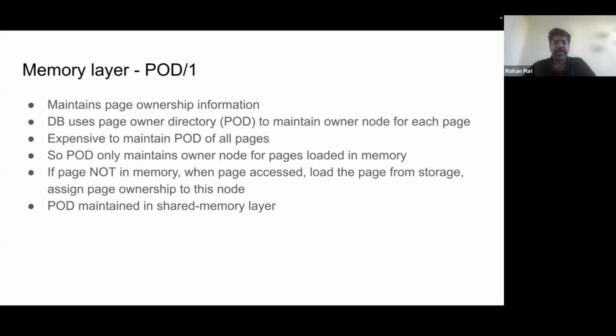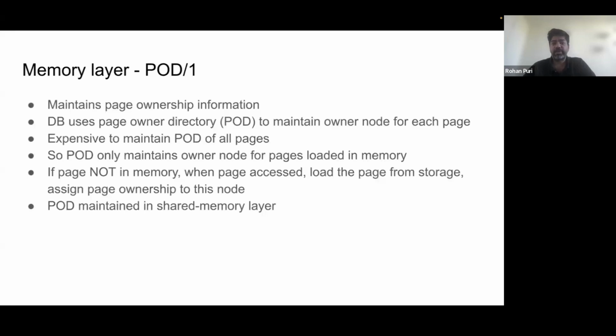So let's talk about the memory layer. The memory layer maintains page ownership information. Maintaining ownership of all the pages is very expensive, so you maintain ownership of only those pages that are in memory. For the pages which are not in memory, when they are loaded from the storage, that's when you assign the ownership for those pages. And this is shared and global, and all compute nodes can access it.